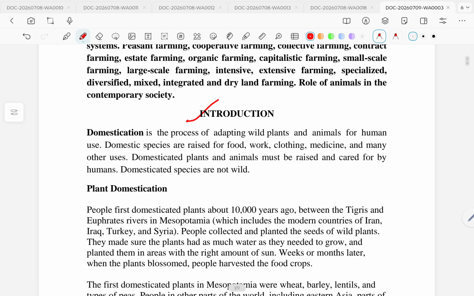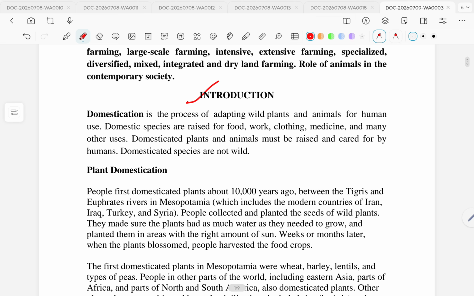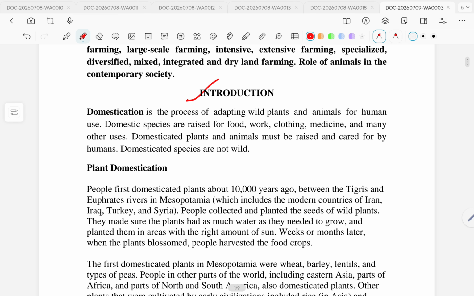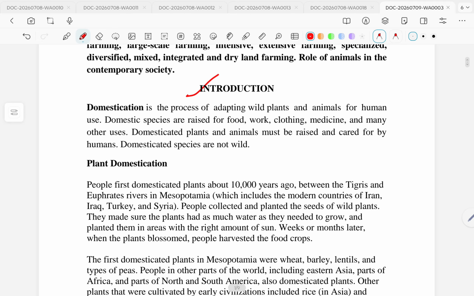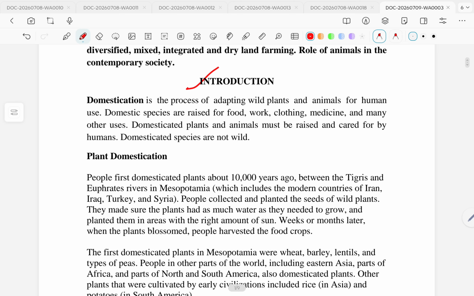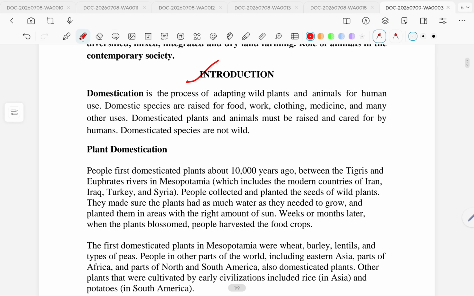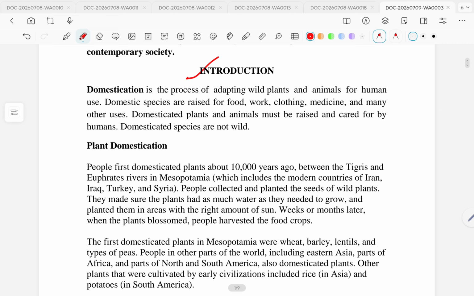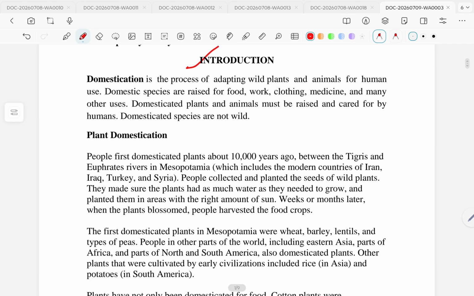Introduction. Domestication. Domestication is the process of adapting wild plants and animals for human use. Domestic species are raised for food, work, clothing, medicine, and many other uses. Domesticated plants and animals must be raised and cared for by humans. Domesticated species are not wild.